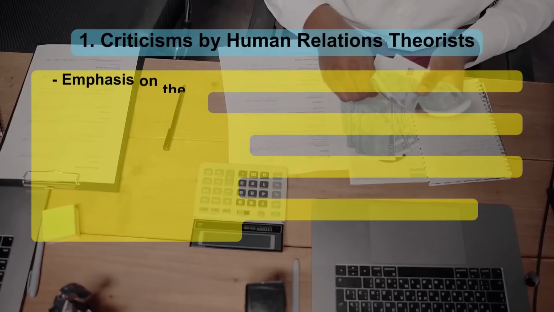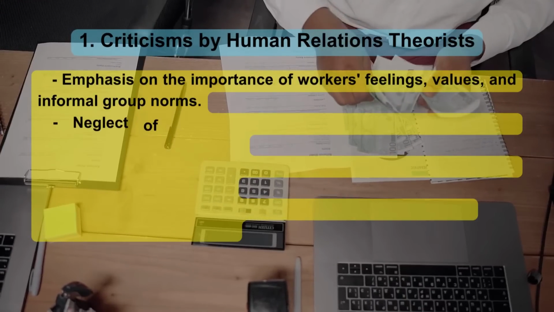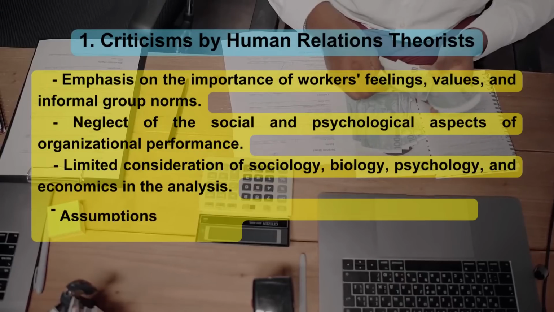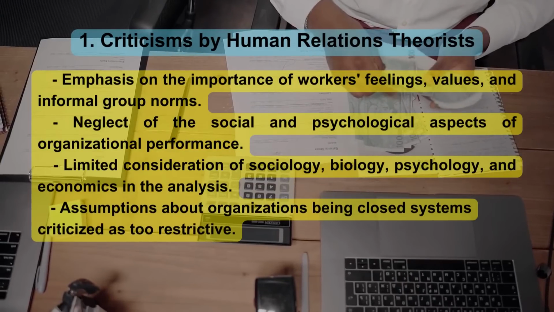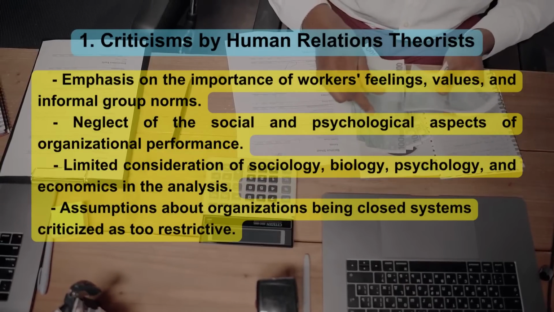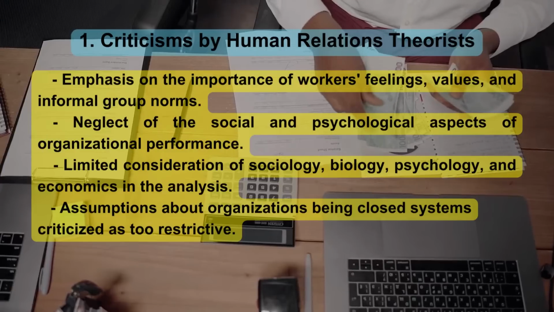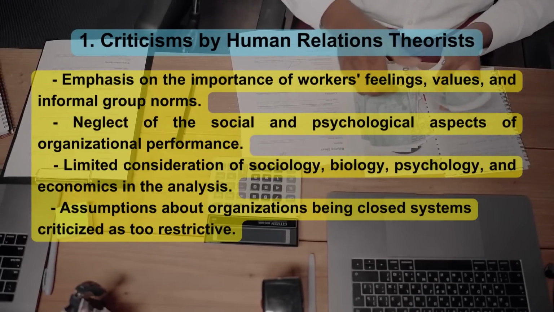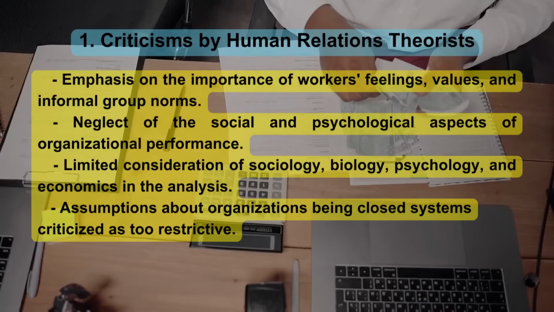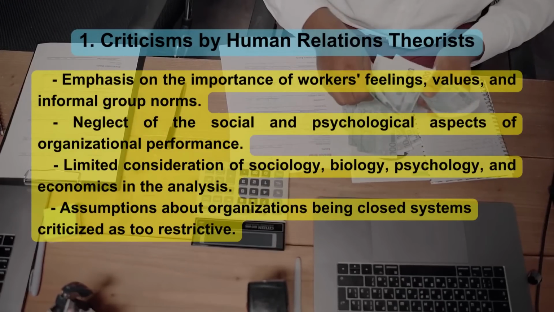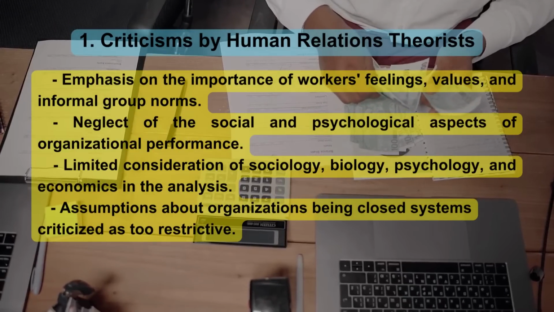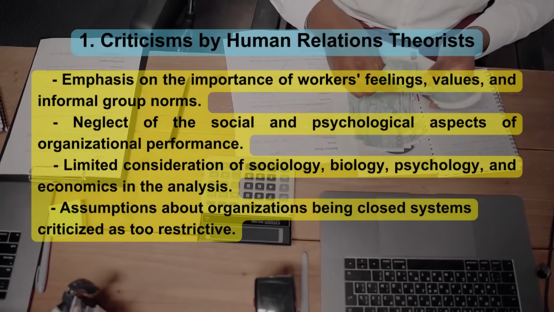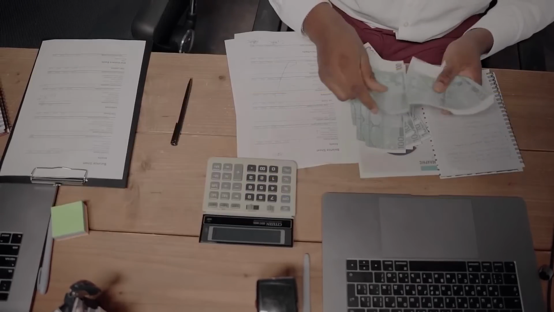1. Criticisms by human relations theorists. Emphasis on the importance of workers' feelings, values, and informal group norms. Neglect of the social and psychological aspects of organizational performance. Limited consideration of sociology, biology, psychology, and economics in the analysis. Assumptions about organizations being closed systems were criticized as too restrictive.